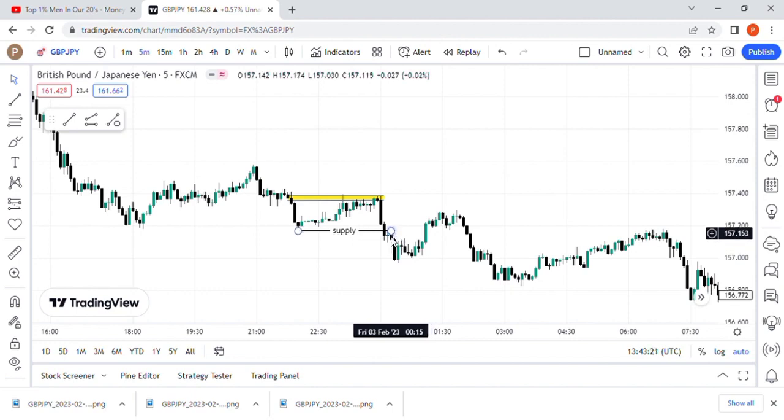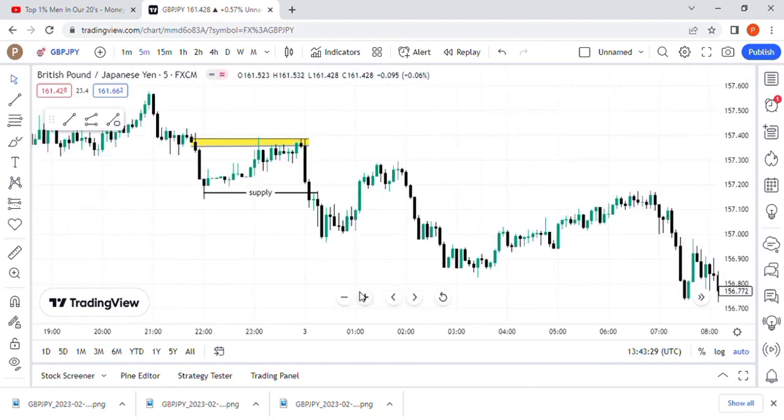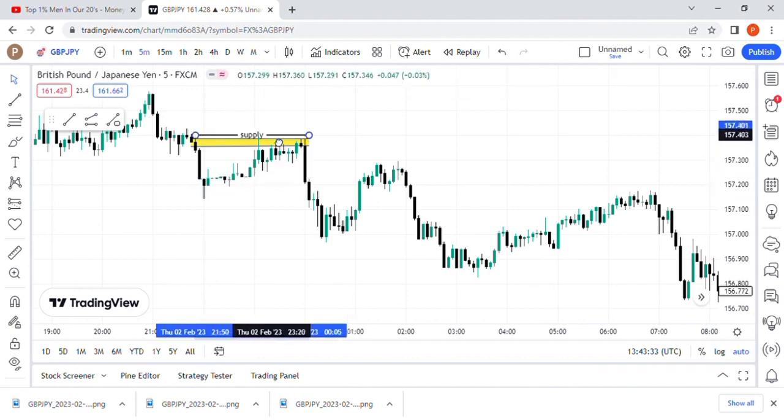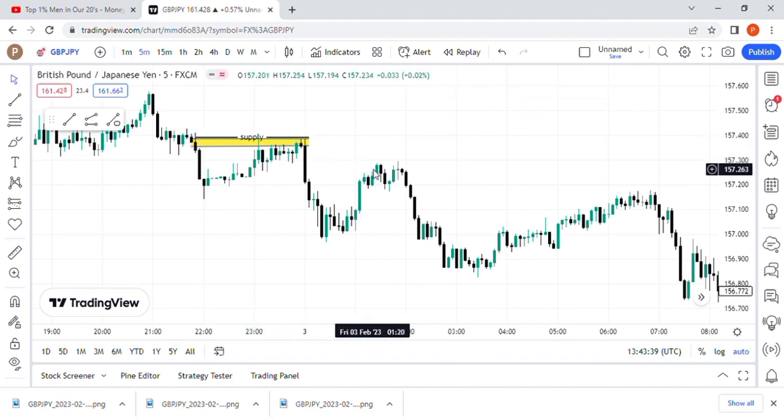That's another clean delivery in price from the supply level down below. And that's actually a market structure shift. Most of you guys might not know how to trade market structure shifts, so let's keep it for the next topic.